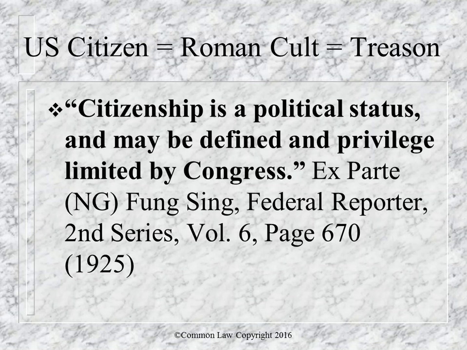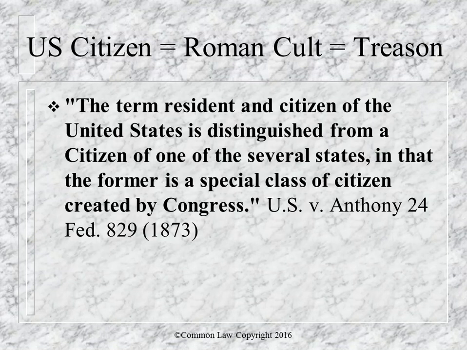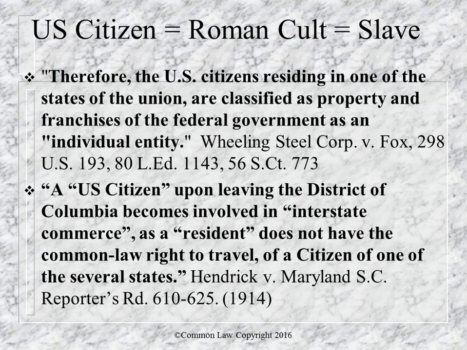Citizenship is a political status and may be defined and privilege limited by Congress. The term resident and citizen of the United States is distinguished from a citizen of one of the several states in that the former is a special class of citizen created by Congress. Therefore, U.S. citizens residing in one of the states of the Union are classified as property. Okay, that sounds like a slave. And franchises of the federal government as an individual entity.